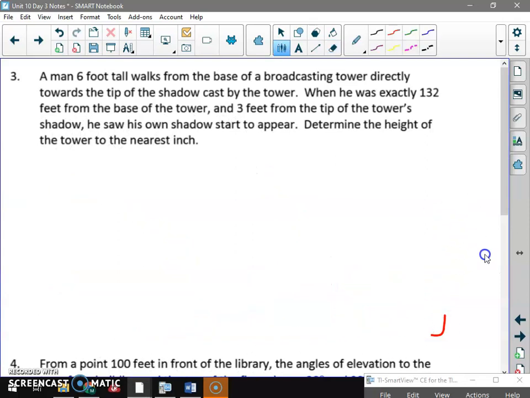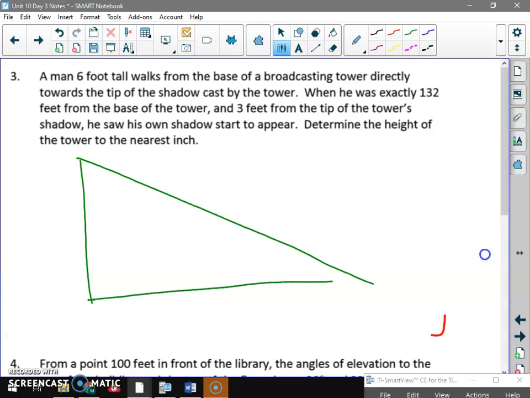All right, what do we got? A man 6 feet tall walks from the base of a broadcasting tower directly towards the tip of the shadow cast by the tower. So here's my tower. Here's the sun creating a shadow. The man walks away from the tower. When he was exactly 132 feet from the base of the tower and 3 feet from the tip of the tower's shadow, he saw his own shadow starting to appear.